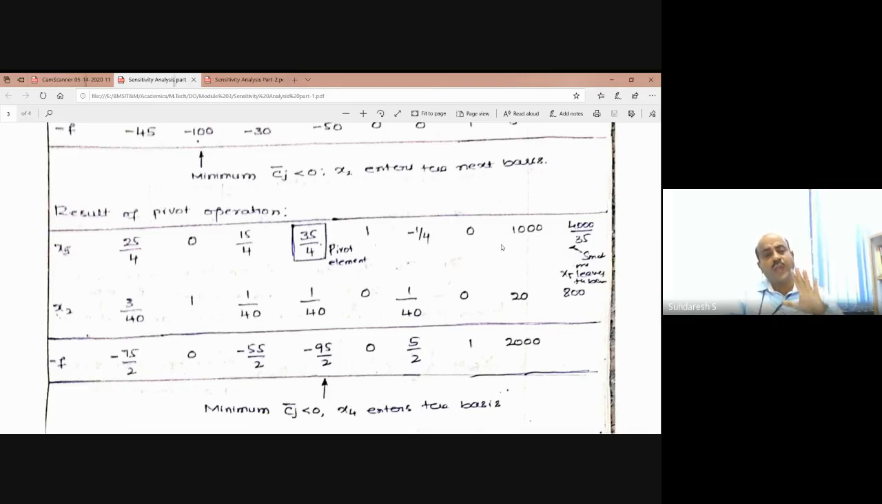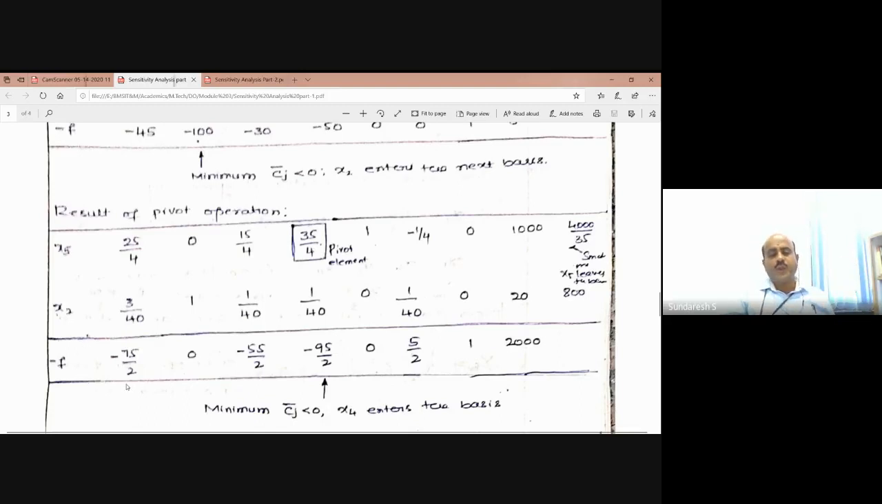You only have to carry out this pivot operation until all these cost coefficients in the minus F row are 0 or more than 0. They should be greater than or equal to 0. It means there should be no negative numbers in this row. So carry out the pivot operation until you get these values 0 or greater than 0.